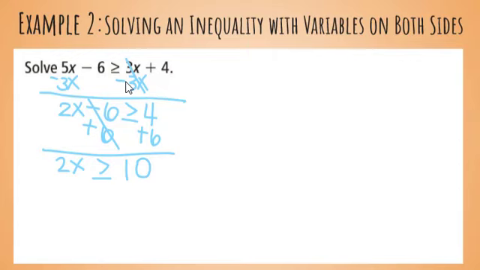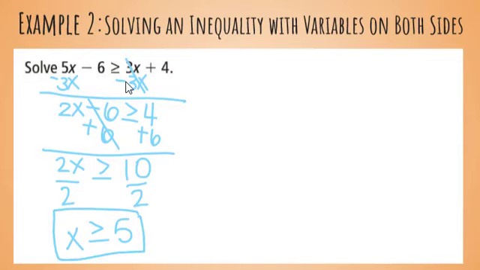And then finally, we have 2 times x. This is being multiplied. So my opposite operation here is to divide. So we're going to divide both sides by 2. So our final answer is x is greater than or equal to 5. And for this problem, we're just asked to solve. We don't need to include the graph here.